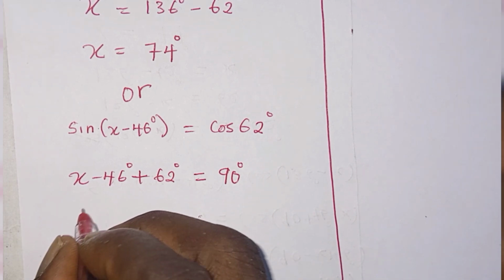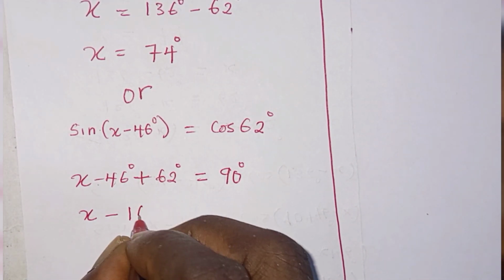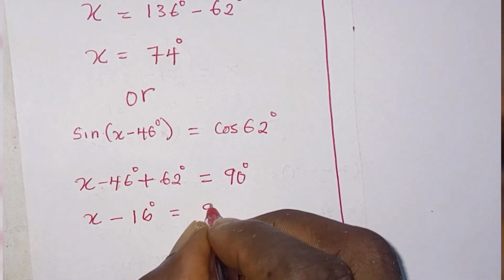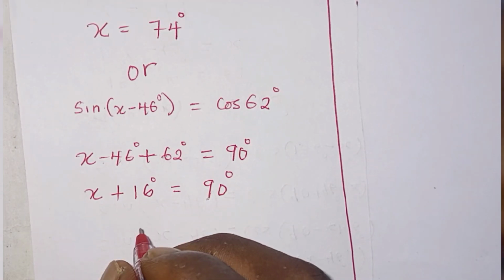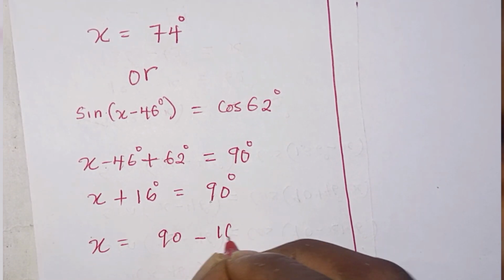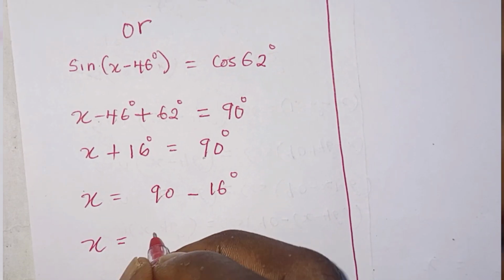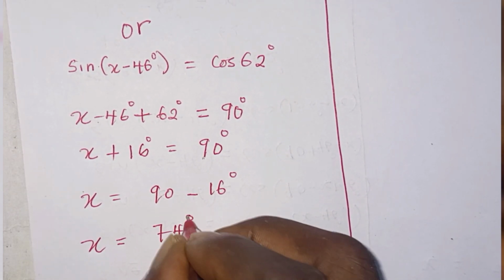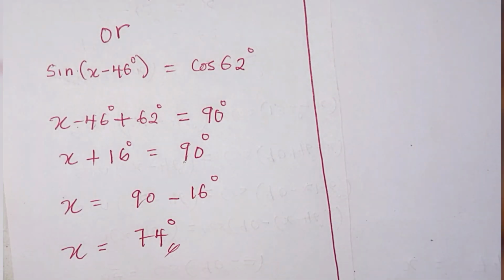So x minus 46 plus 62 will give us x plus 16 degrees is equal to 90 degrees. Collecting like terms, x will be equal to 90 minus 16 degrees. So x is equal to 74 degrees. You get the same answer. As you can see, 74 degrees, 74 degrees.